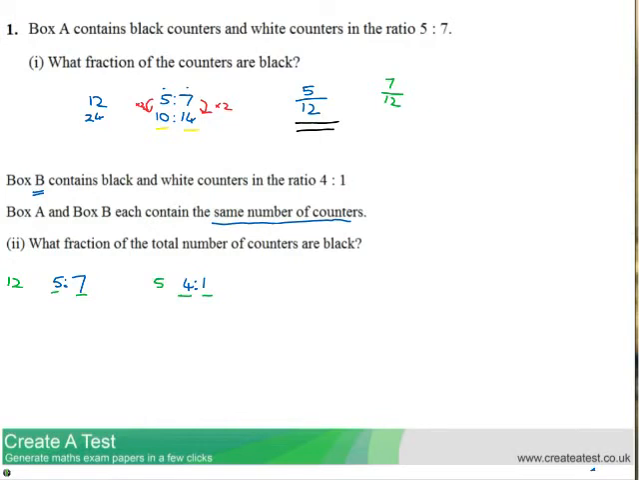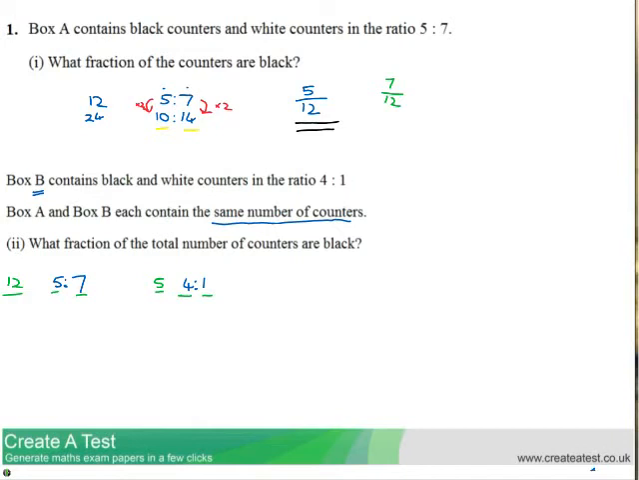Now we've got a problem here, because it says they've got the same number of counters in each box, but if we use the lowest possible number of counters that the ratios say we could have in a box, we'd have 5 and 12. And we don't have there the same number of counters in each box. So what we're going to do is we're going to use equivalent fractions to ensure that we do have the same number of counters in each box.